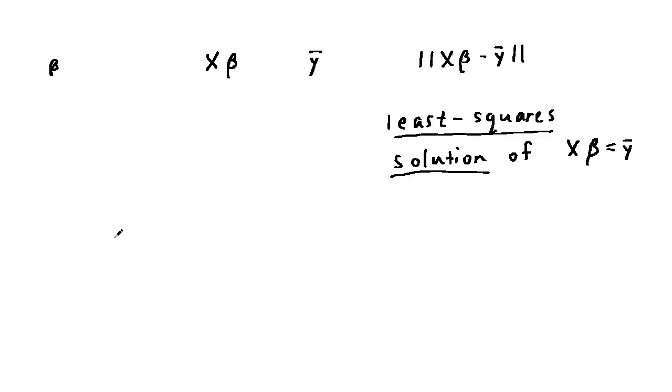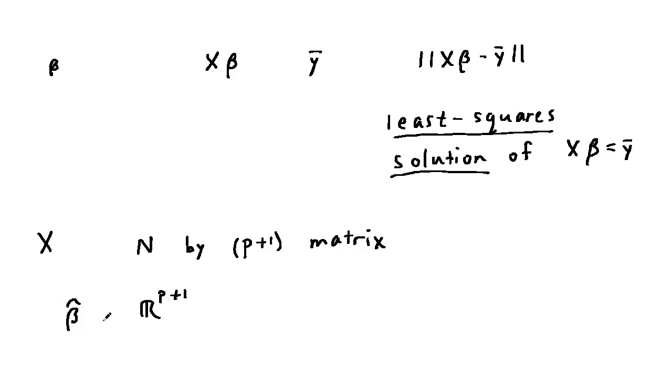Now note that X is an n by p plus 1 matrix. We want a beta hat in R^(p+1) such that X beta hat is closest to y.